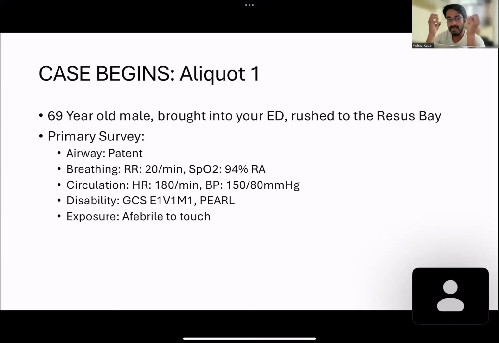Because sometimes we feel like we might be doing these things, but when it comes to real life, we actually forget to do them. Unless we practice it 1,000 times in our head, we are not going to perform it when the time comes. So here we are going to take a break of around 1 minute or 30 seconds. Think how you would have managed this patient, and we'll come back.